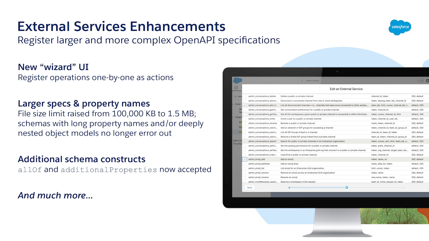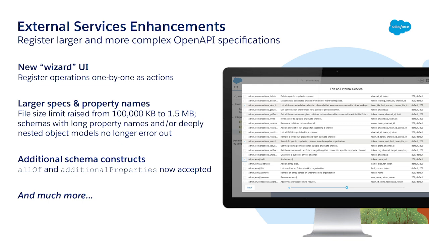The current limit of 100,000 characters is being raised to 1.5 megabytes. We've also addressed some underlying platform limitations that previously resulted in errors being thrown when attempting to register schemas that featured lengthy property names or deeply nested data models. The OpenAPI keywords of allOf and additionalProperties will now successfully persist in an external services registration, and the platform is better able to handle other schema constructs as well.